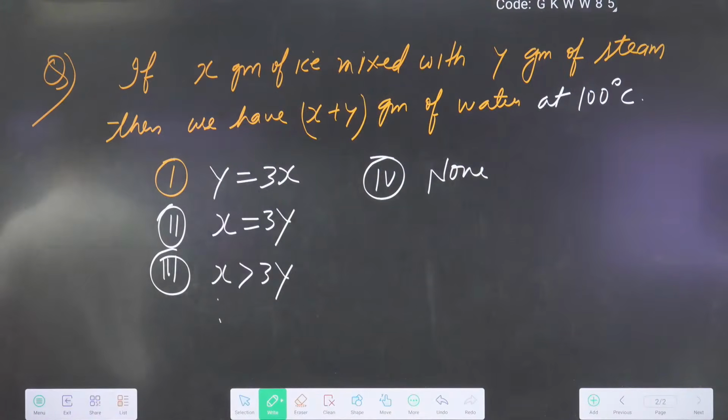Suppose x gram of ice is mixed with y gram of steam, and we have x plus y gram of water at 100 degrees C. Then which option is correct?